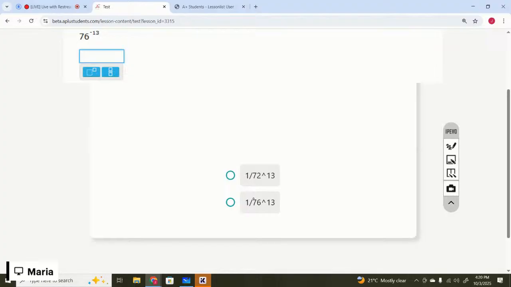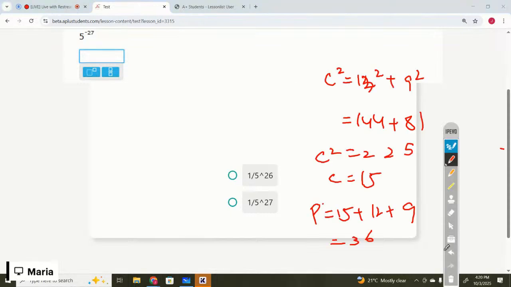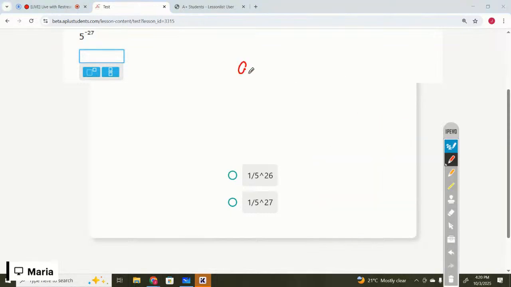That is 1 divided by 76 exponent 13. Option number 2 is the correct option. Basically, it is like this. If you are given a positive exponent like this, a divided by a exponent negative 4, you can write it in the denominator to make it a positive exponent. And the opposite also goes, like if you are given 1 over a exponent 4, you can write it as a exponent negative 4. Got it? Option number 2 is the correct option.